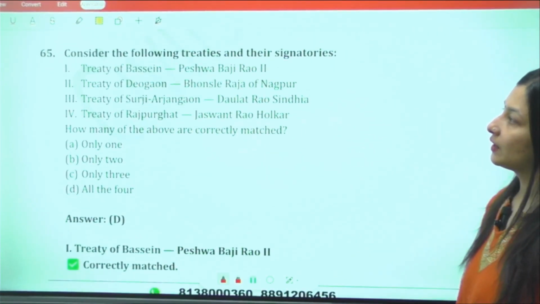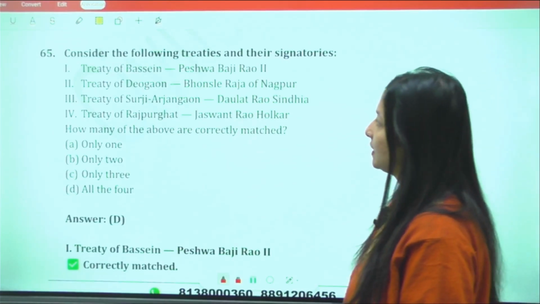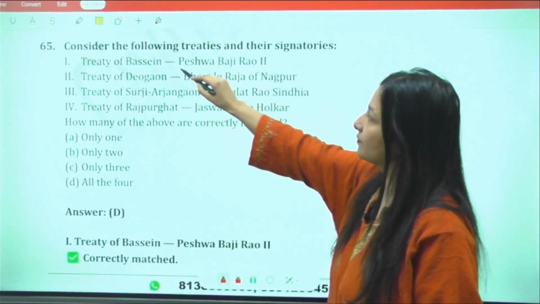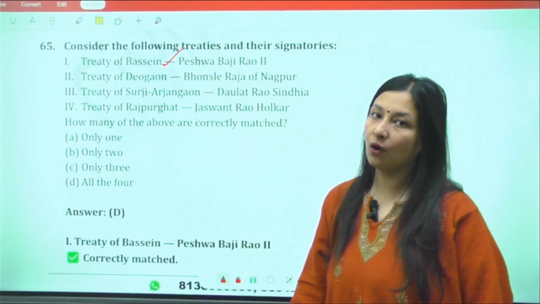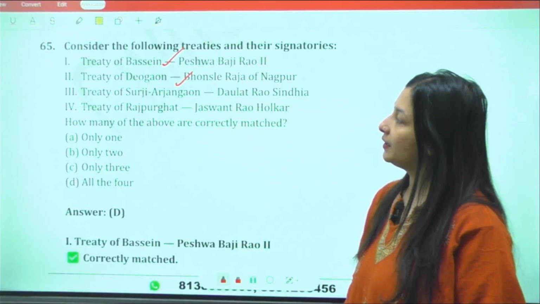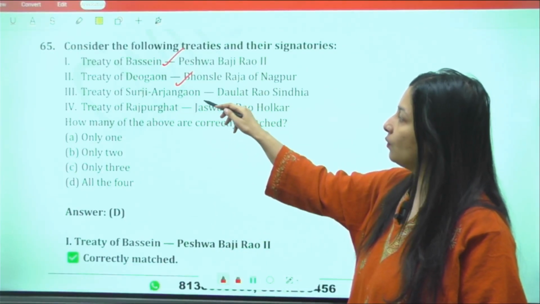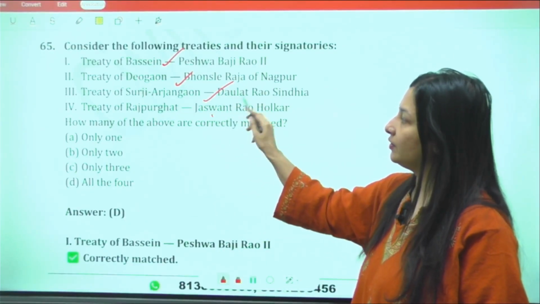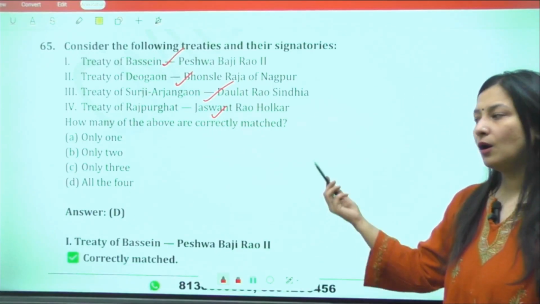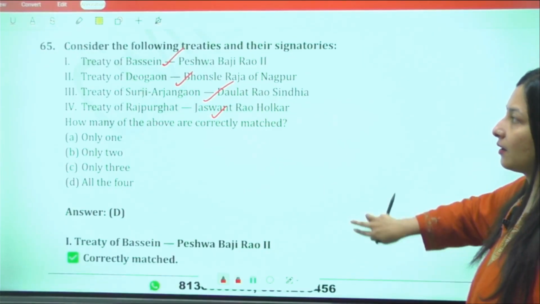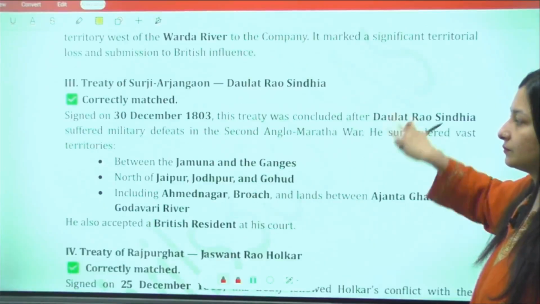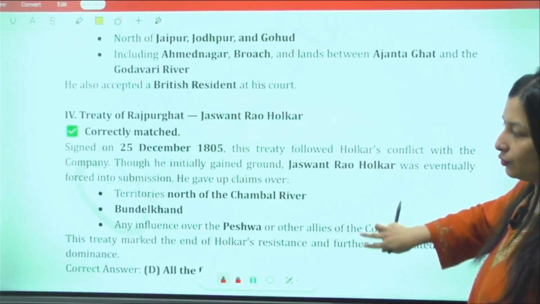See over here, Treaty of Bassein, it was signed with Peshwa Bajirao II, absolutely right. Treaty of Deogaon, Bhosle Raja of Nagpur. Treaty of Surji-Anjangaon, Daulat Rao Scindia. Treaty of Rajpur Ghat, Jaswant Rao Holkar. All these are absolutely right over here. Too factual. UPSC.